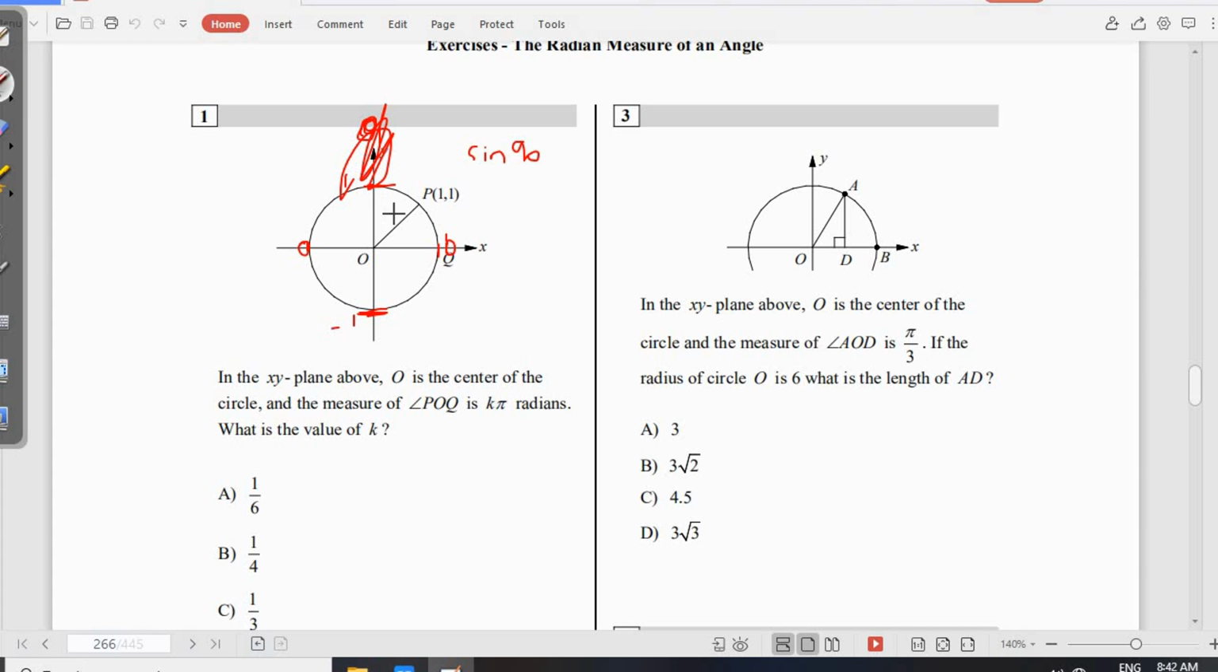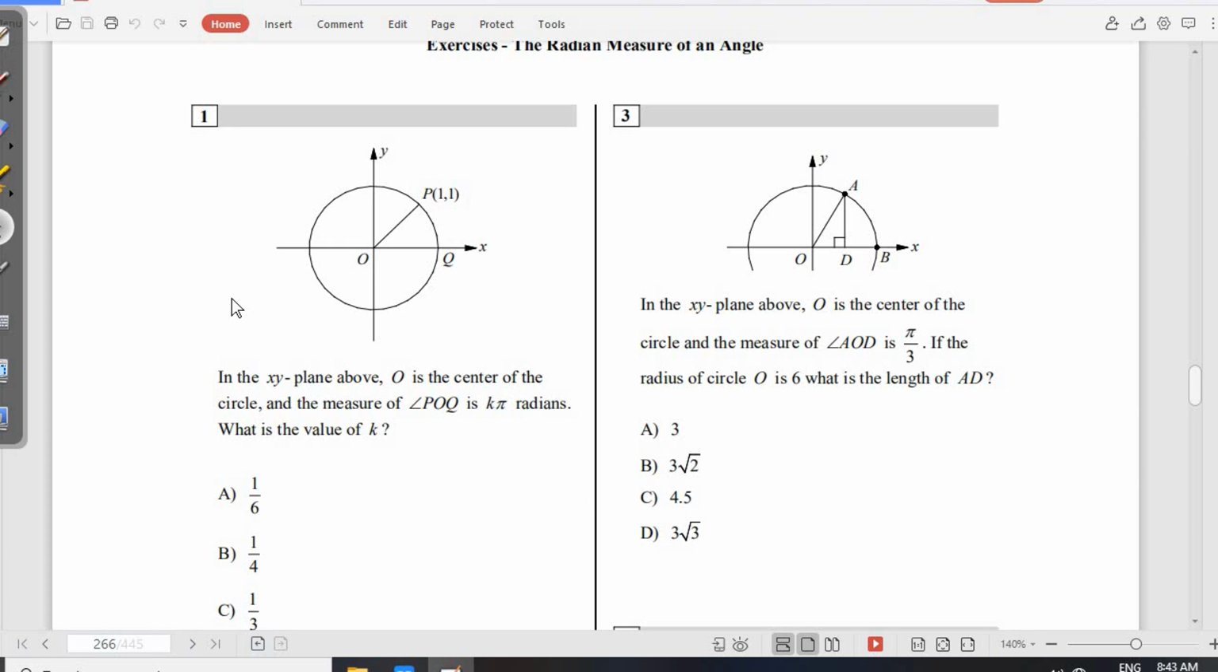Then that's it between sine and cos. So just remember, the difference between both of them is 90 degrees. So try to remember that simple trick. If you remember that simple trick, you'll solve many questions. Alright, let's go into question number 1. We're already stepping on question number 1, so let's try it. Question number 1 is: in the xy plane above, O is the center of the circle and the measure of angle POQ is k pi radians. What is the value of k?